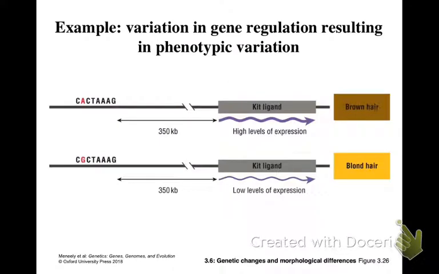Here's an example of gene regulation resulting in phenotypic variation, causing change in hair color depending on the amount of expression. All of that comes back to one single base pair change in a regulatory region, 350 kilobases, 350,000 base pairs away from that KIT ligand gene, which changes its expression and changes your hair color. Pretty cool stuff.